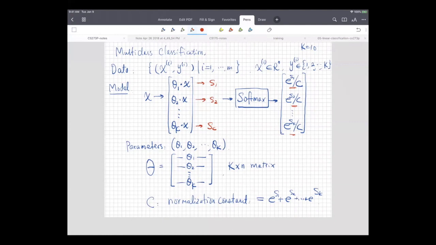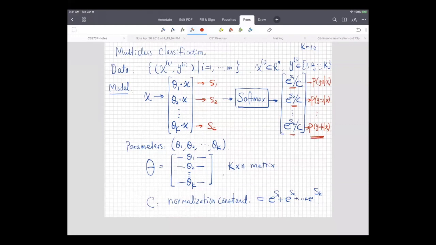So Softmax serves this function: it receives the scores as input and produces outputs that can be interpreted as a probability distribution. In fact, we are going to interpret them that way. This first one is the probability of y equal to 1 given x. The second one is the probability of y equal to 2 given x, and so on, up to the probability of y equal to K given x. So we have this type of probability as our prediction, and that's something we're going to work with.